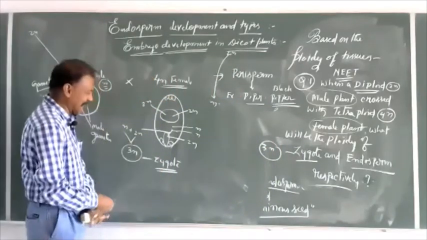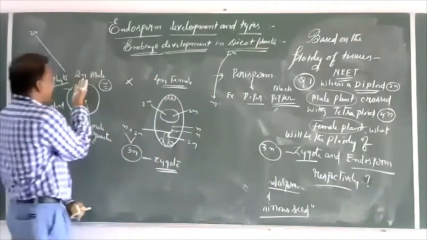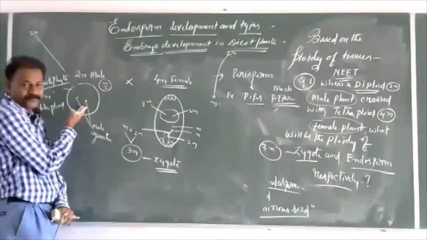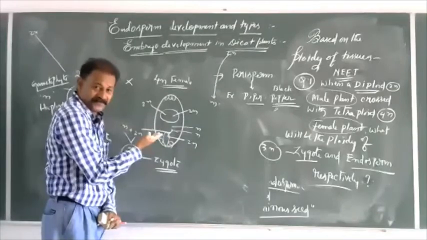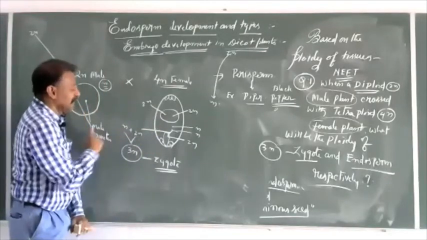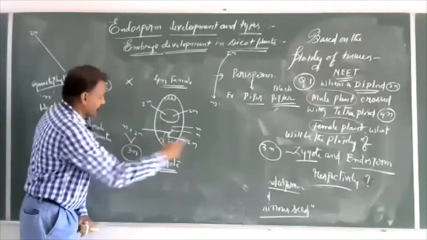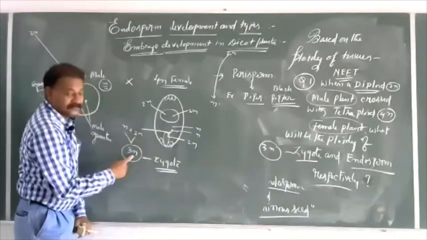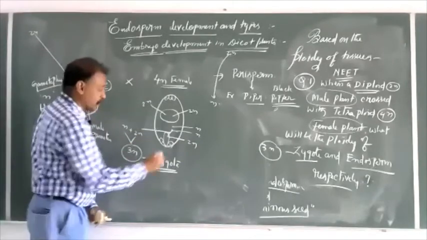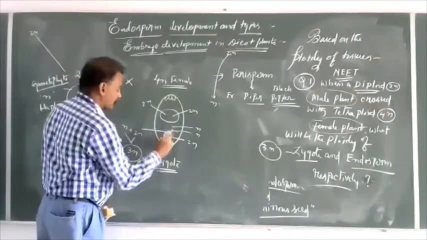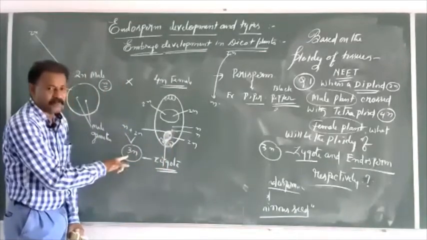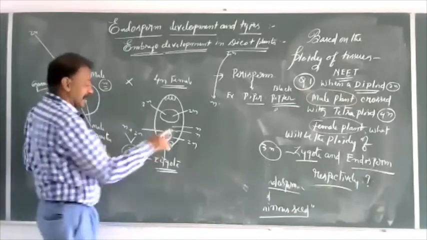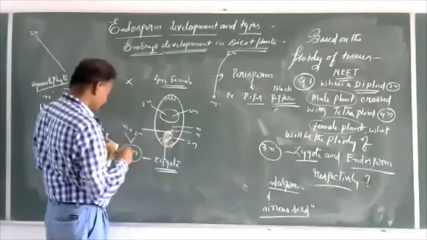So the zygote ploidy is triploid. Why is it triploid? The male is diploid only, so half is n. The female is tetraploid, so half is 2n. When a haploid n mixes with a 2n, n plus 2n, 3n is the zygote. This is called the zygote. The zygote is always triploid.